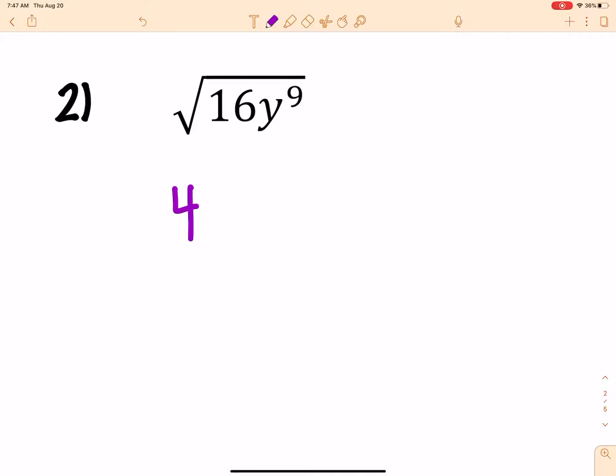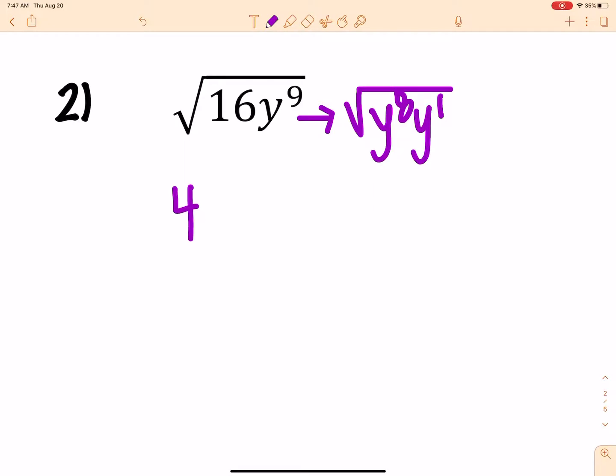So what we're going to do instead is break 9 up using our exponent rules. You can break it up into y to the 8th times y to the 1st, right? Because 8 plus 1 is 9. So we're still at y to the 9th. We didn't change the value of the problem. We just broke it down.